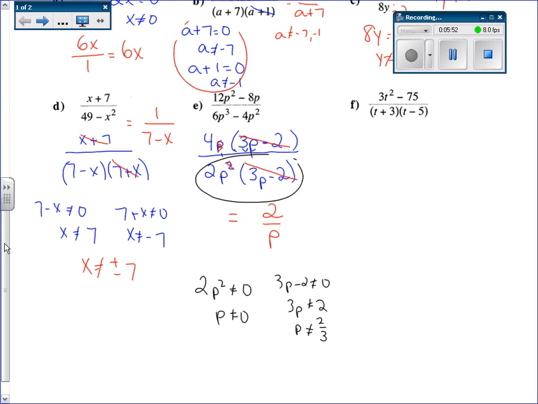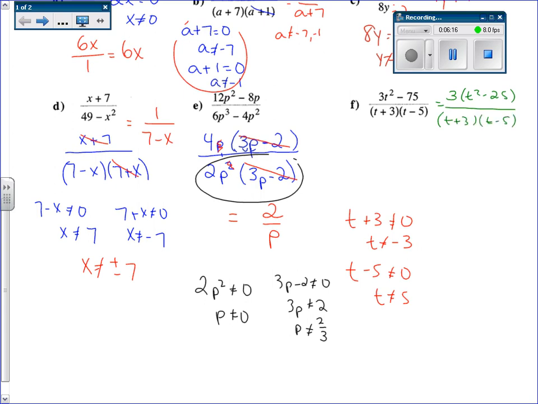Okay, we'll do the restrictions here first. t plus 3 cannot equal 0, so t cannot equal negative 3, and t minus 5 cannot equal 0, so t cannot equal 5. So now what we want to do here is, if we look at the top, I can factor out a 3. So this becomes 3 times t squared minus 25 over t plus 3 times t minus 5.